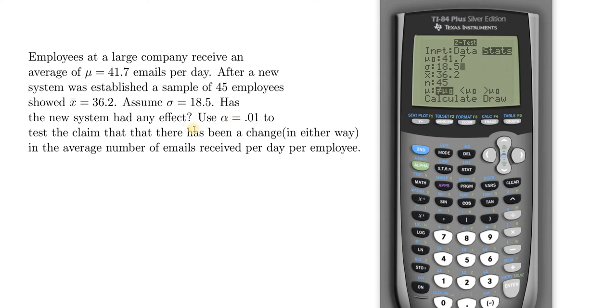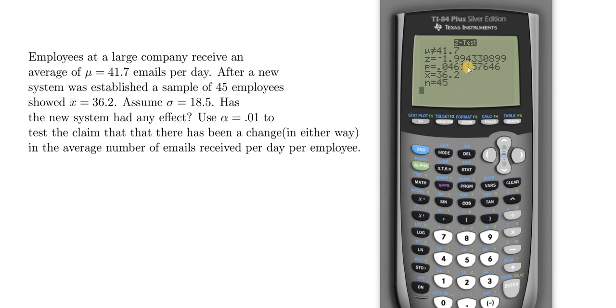Has the new system had any effect? Use alpha equals 0.01, that's the level of significance, to test the claim that there has been a change in either way in the average number of emails received per day per employee. So a change in either way is indicating that they want us to use not equal to. Then we just go down here and let's just glance at everything. Everything looks to be okay. Let's click Enter. And there's all of our information.